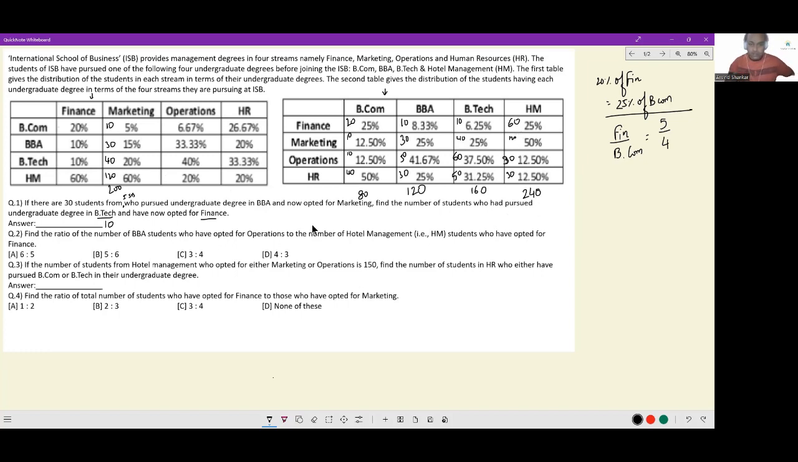This time, look at it. Find the number of students who had pursued an undergraduate degree in BTech and have now opted for finance. The finance BTech combo is still going to be 10. This is generated. Let's go.